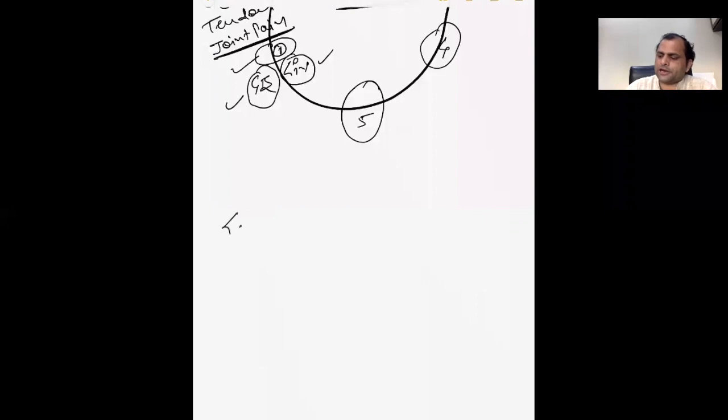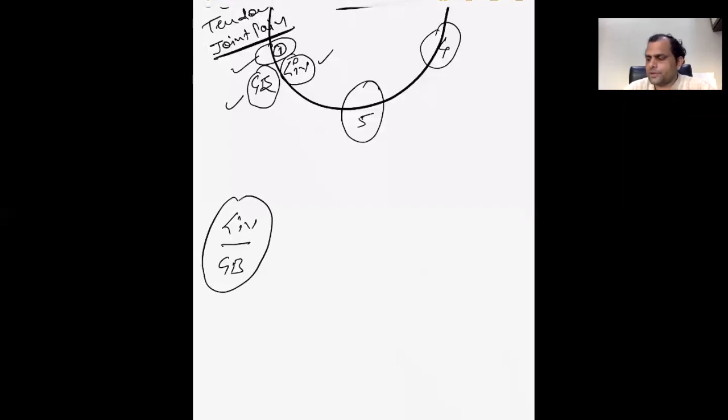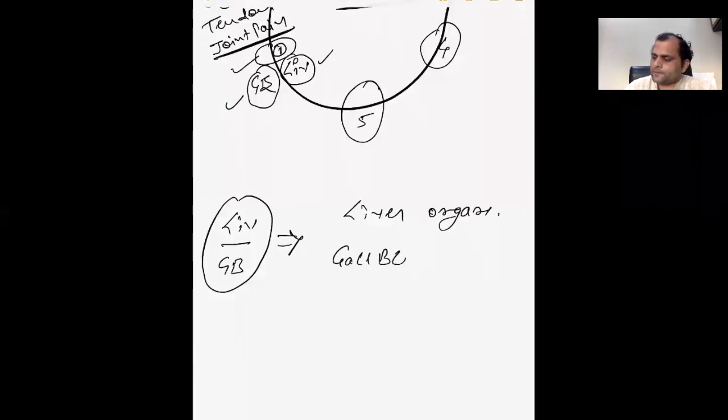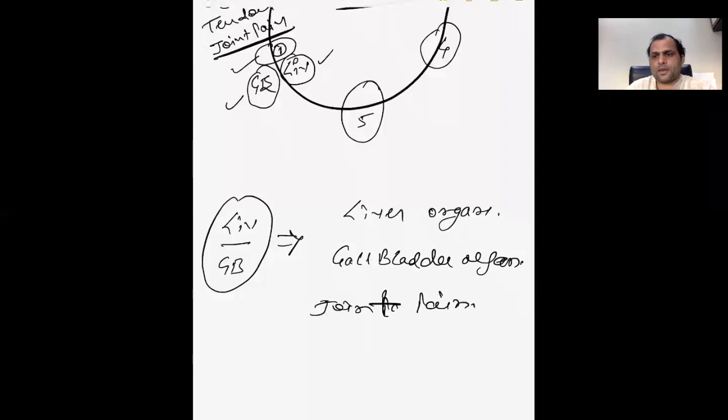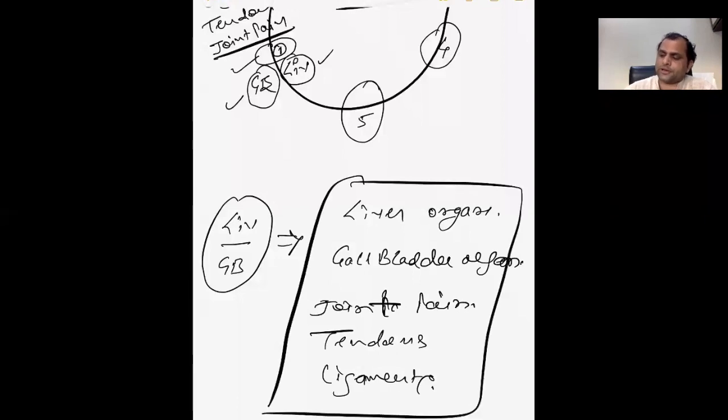Whenever we find tenderness either in the liver or gallbladder in the abdomen, we always think about number one, liver organ, number two, gallbladder organ, and number three, a problem in the joint, or there may be a problem in the tendons, or a problem in the ligaments. These all things are under the first element, which is called liver and gallbladder.